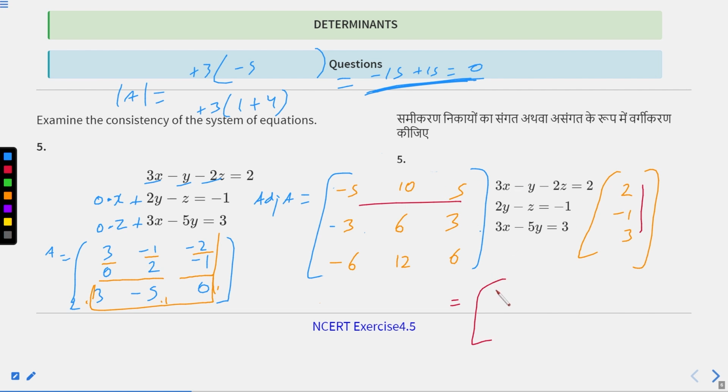So this will be minus 10 minus 10 plus 15, as you can see, minus 5. So this will be non-zero. Yes, this will be a non-zero matrix. So this means this is inconsistent. Why? You all know.